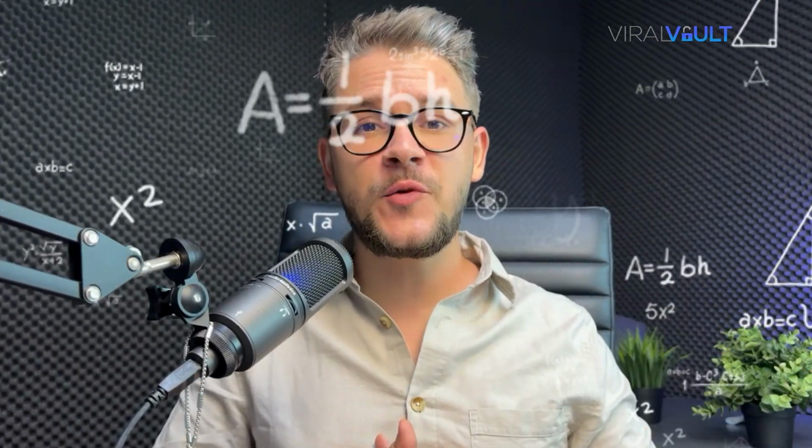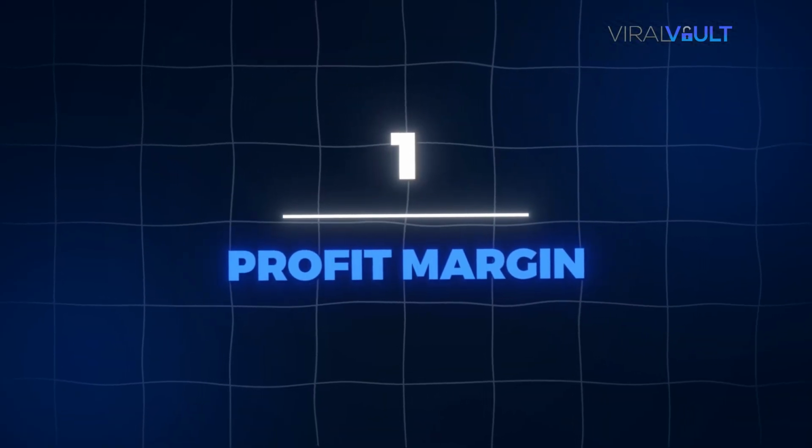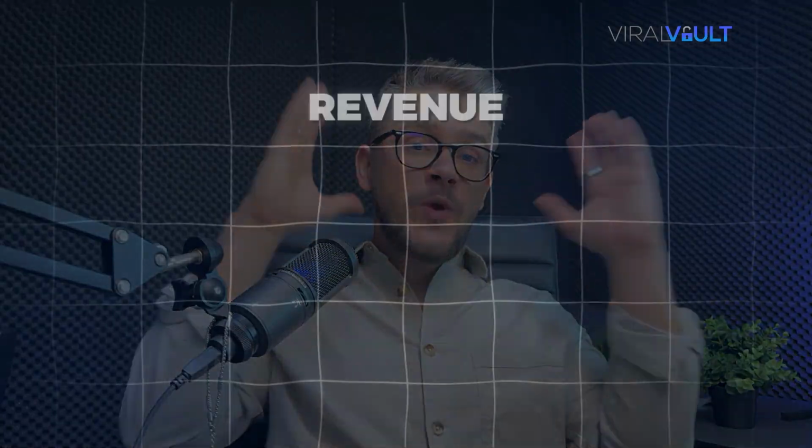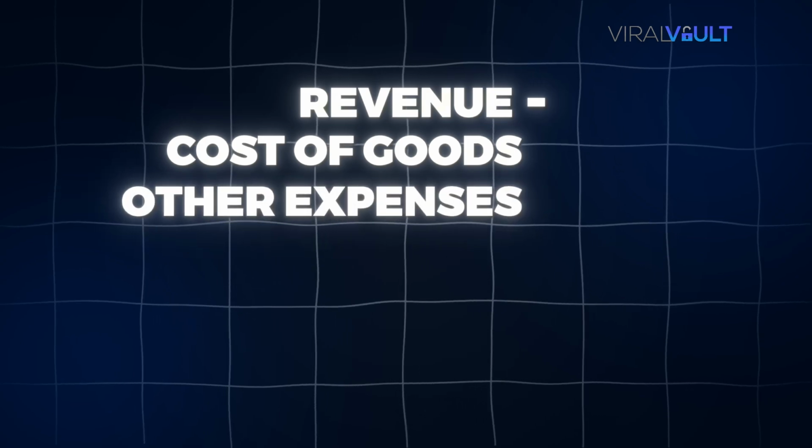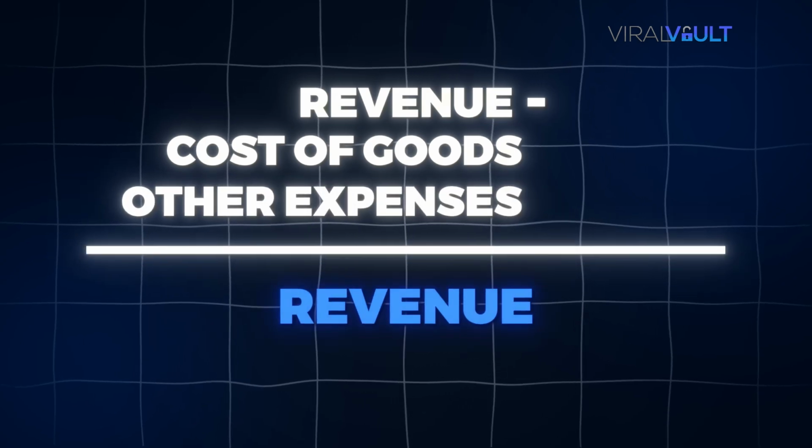It's a simple math equation, and it's 1 divided by your profit margin. So in order to determine what our break-even ROAS is, we need to find out what our profit margin is, right? To calculate the profit margin, we need to do the following: revenue minus the cost of goods minus any other expenses, all of this divided by revenue.